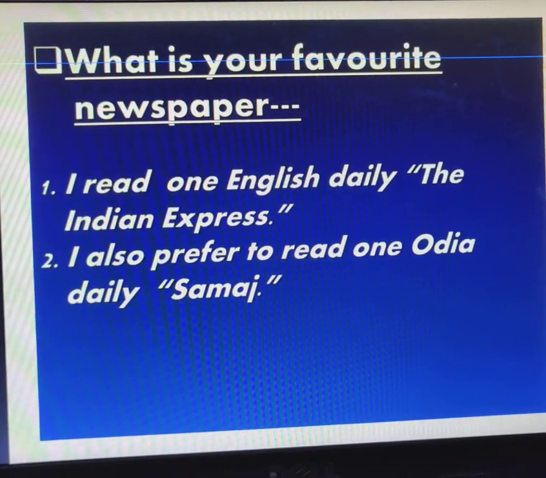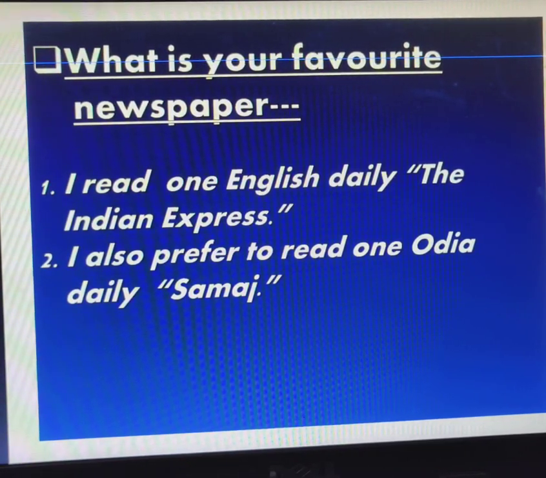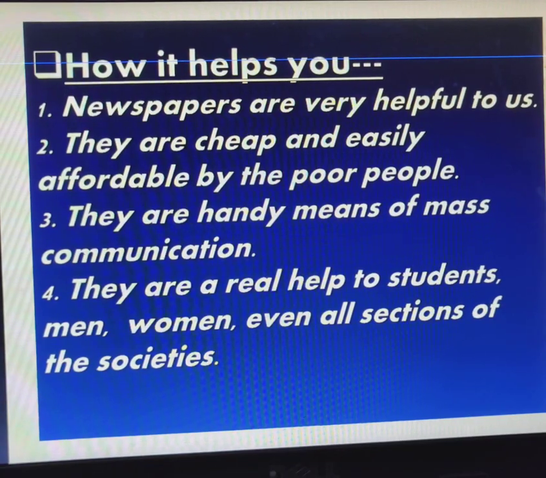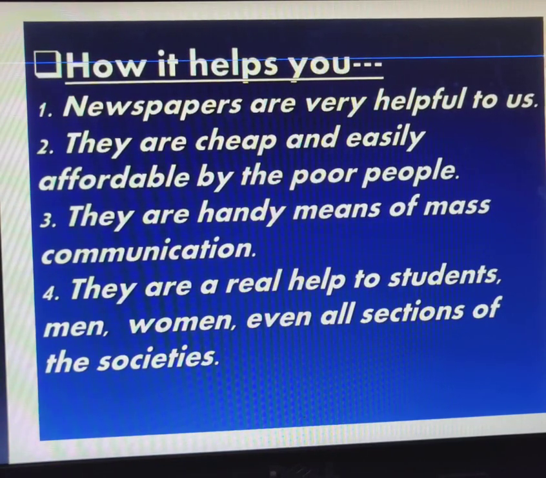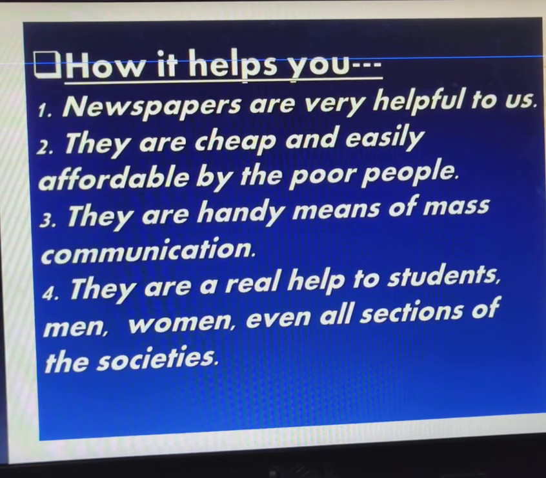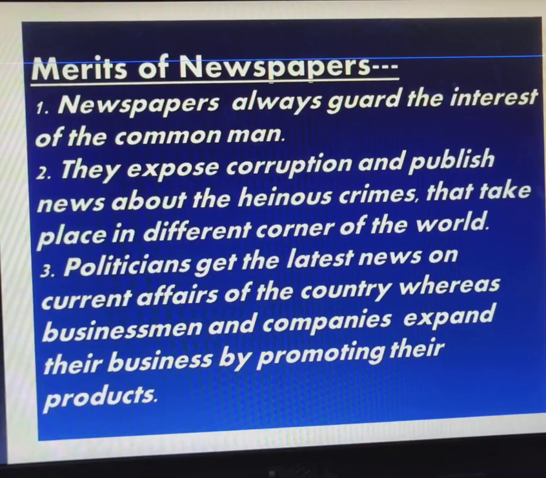What is your favorite newspaper? I read one English daily, the Indian Express. I also prefer to read one Odia daily, Samaj. Next point is how it helps you. Newspapers are very helpful to us. They are cheap and easily affordable by poor people. They are a handy means of mass communication. They are a real help to students, men, women, even all sections of society.